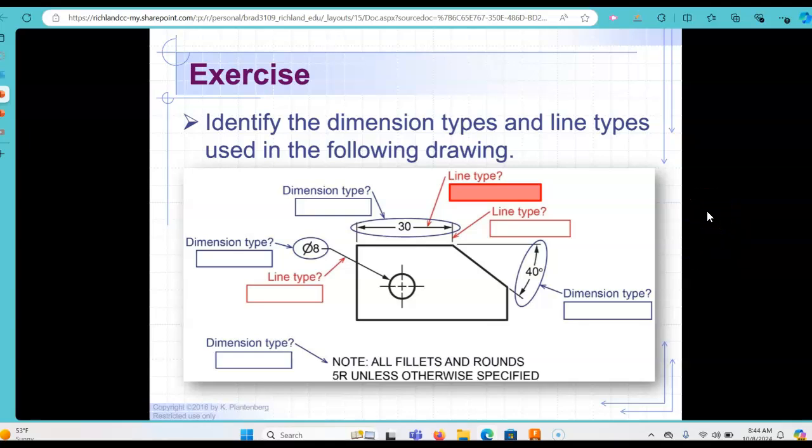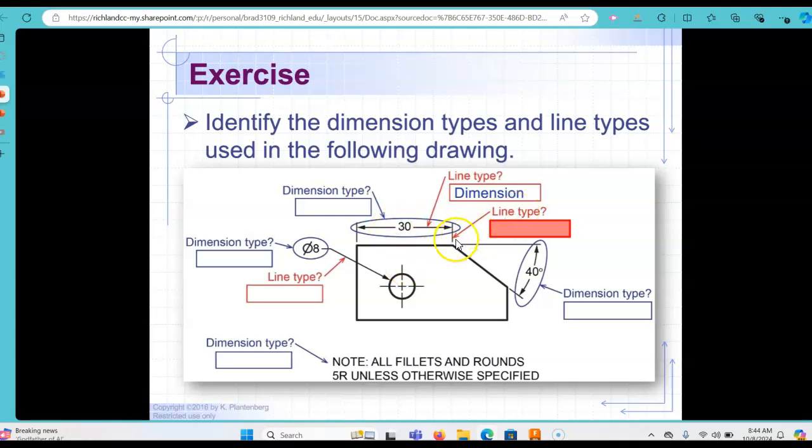So let's take a look again at the way these should look. Here's an exercise. We're going to try to identify the dimension types and line types here. The first line type is pointing to this line right here. Take a second, just think about what that line type is called. Okay, that line is called a dimension line. You can tell the difference because it's got the arrowheads pointing from one side to the other, and you have the dimension or the feature size right there in the center.